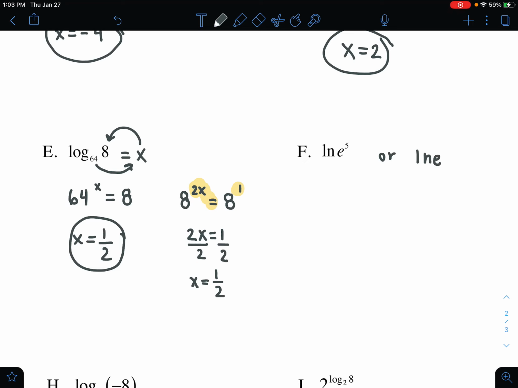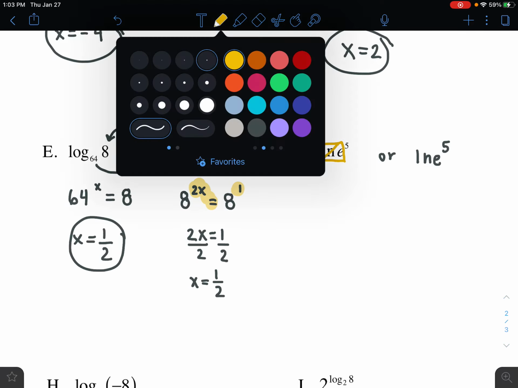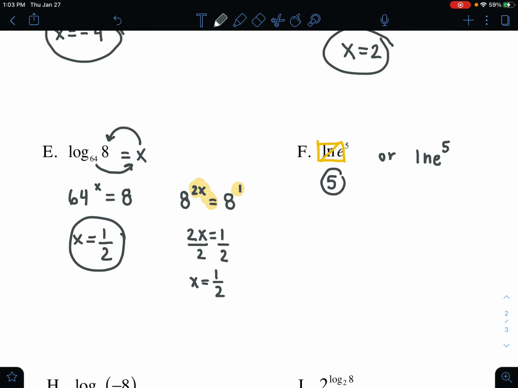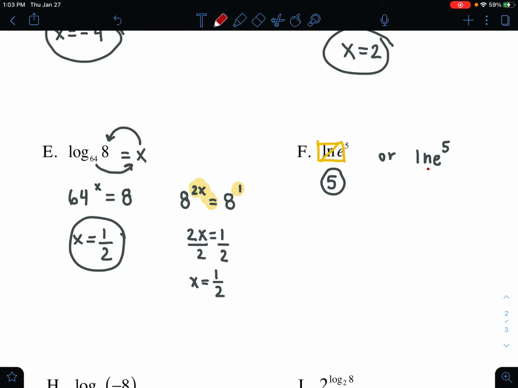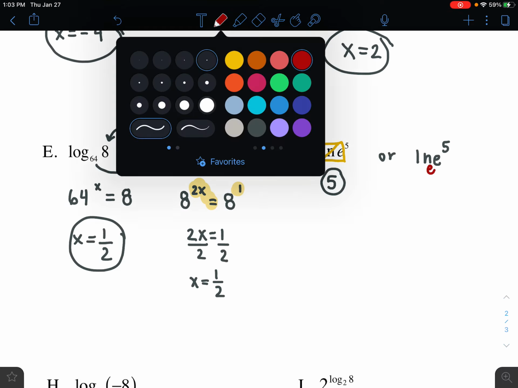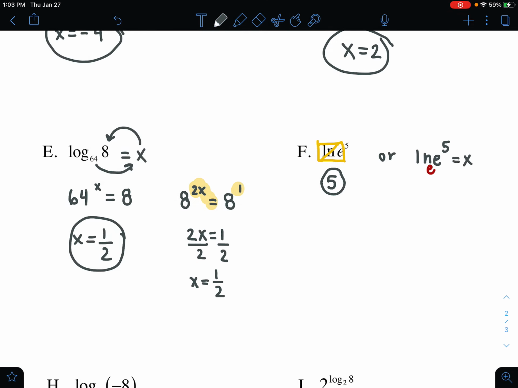All right, 2 ways to think about this one. So I'm going to write it out in 2 situations so you have that. You can either say, okay, I know that natural log of e to the 5th is 5, so my answer will be 5. Or you can say that I know that the natural log has a base of e, that's just assumed. And if we set it equal to x, we say e to the x is equal to e to the 5th. In order to make this true, x needs to equal 5.